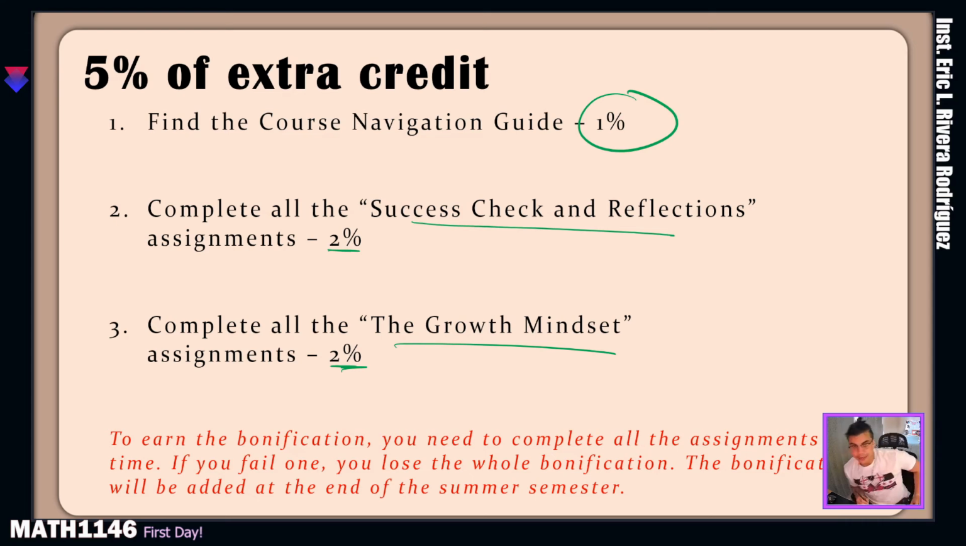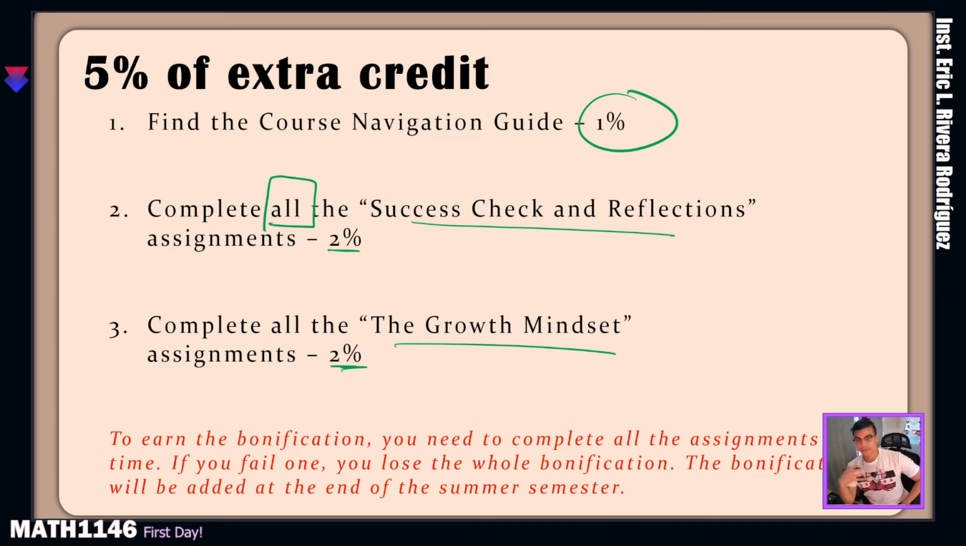To earn the 2% of the success check reflection assignment, what you need to do is complete all of those assignments during the semester. I believe there are like 6 or 7. So 8 if I'm not wrong. I don't remember. But you need to complete all those success checks and reflections by the due date.